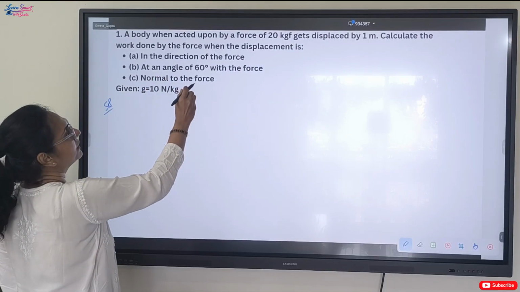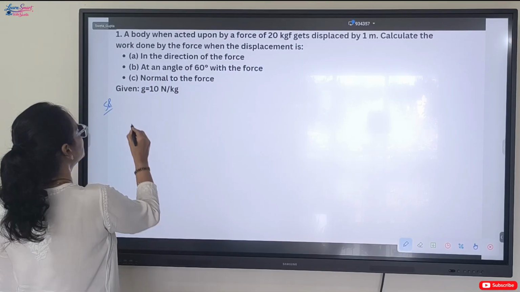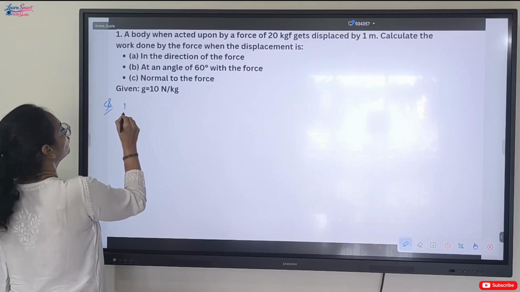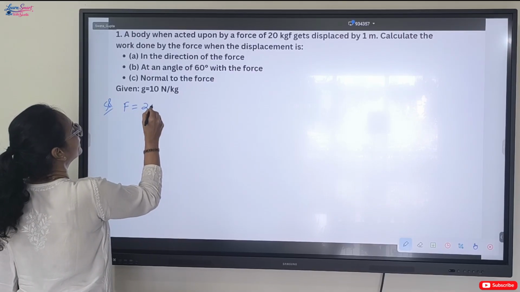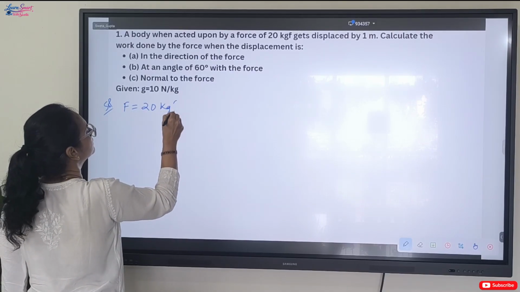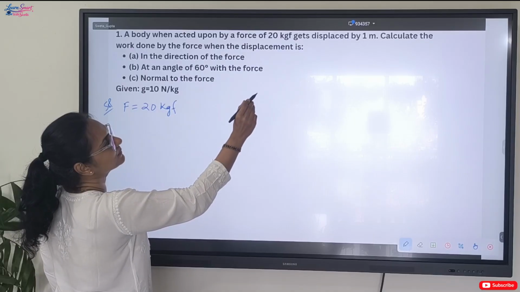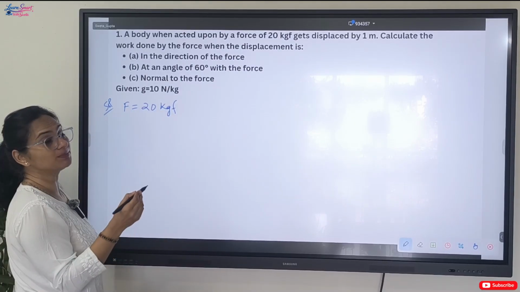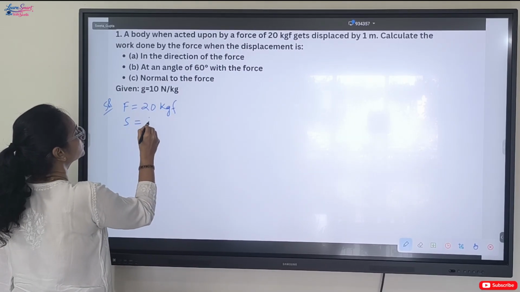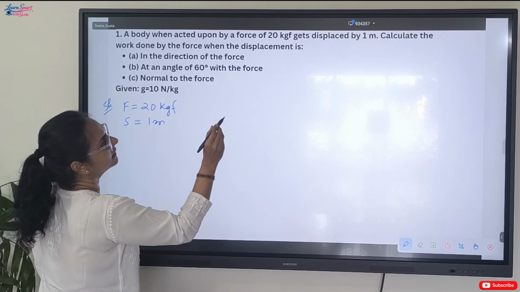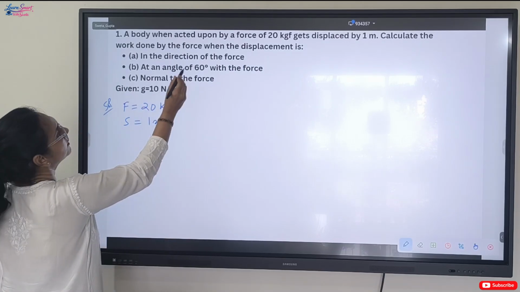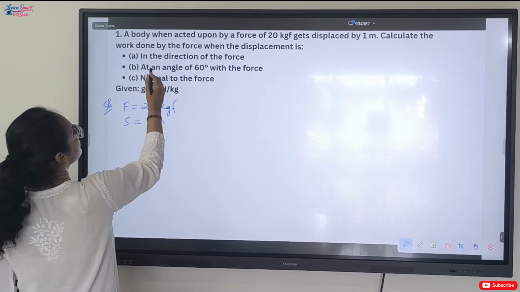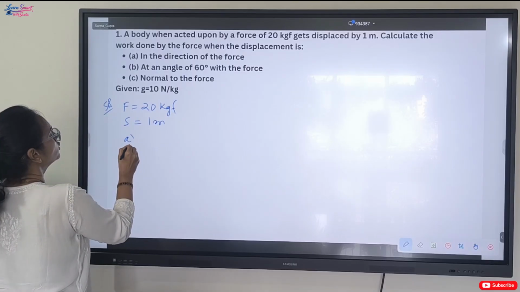A body when acted upon by a force of 20 kgf. So we will write force equals to 20 kgf. Gets displaced by 1 meter. So displacement is 1 meter, S equals to 1 meter. Calculate the work done by the force when the displacement is in the direction of the force.